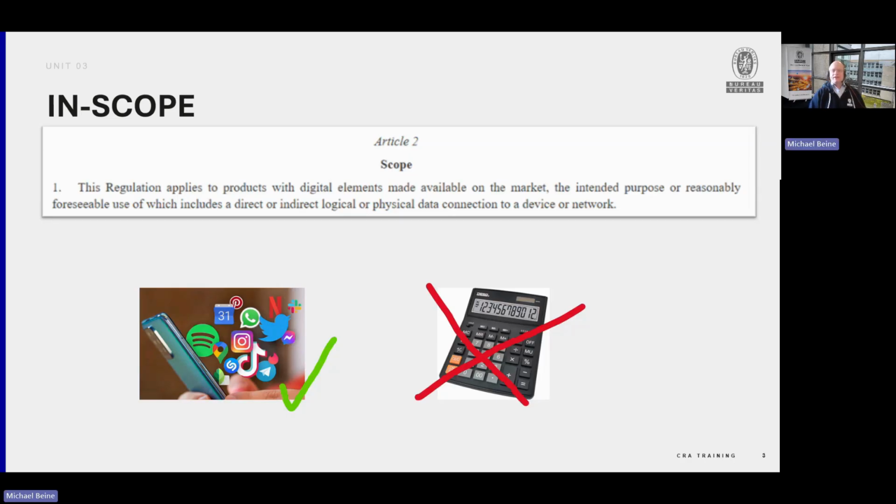And then I have one example of a product with digital elements which is out of scope. This calculator is out of scope because it does not have any interface. There's no direct or indirect connection to a device or a network. So this is an extraordinary example of out of scope. The first assumption can always be that the device is in scope as soon as it has hardware and software.